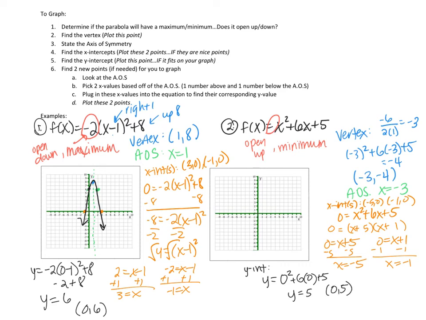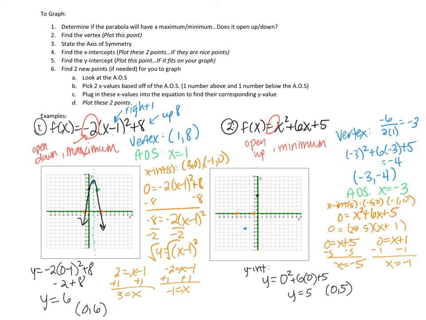Now I'm going to go to my graph and I'm going to plot all of that. So I'm going to go to (-3, -4). Put my dot. Then I'm going to go to my x-intercepts, which are -5 on the x-axis and -1 on the x-axis. My y-intercept is at 5 on the y-axis.